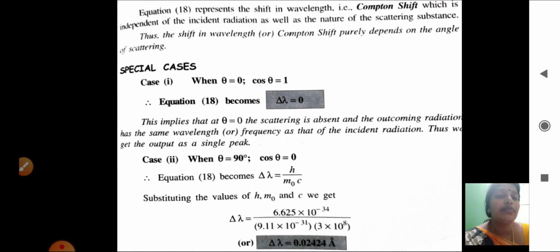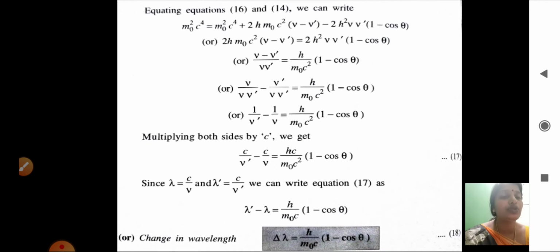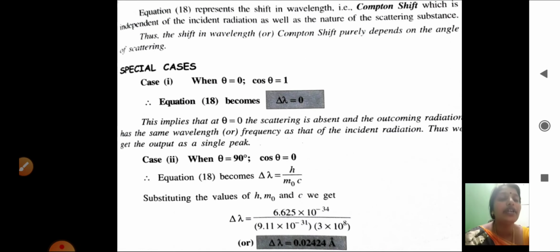In equation number 18, theta equal to 0 degree, cos theta equal to 1, cos 0 is 1. Now substitute in delta lambda: cos theta 1, 1 minus 1 is 0, 0 multiplied by h by m naught c is 0, so delta lambda equal to 0. This is for unmodified radiation, because there is an absence of scattering.